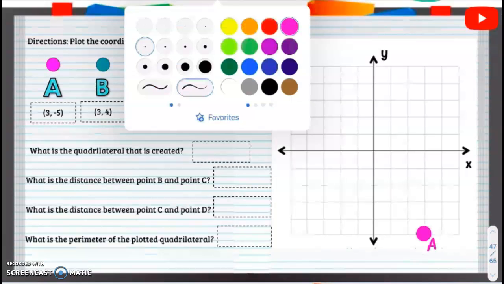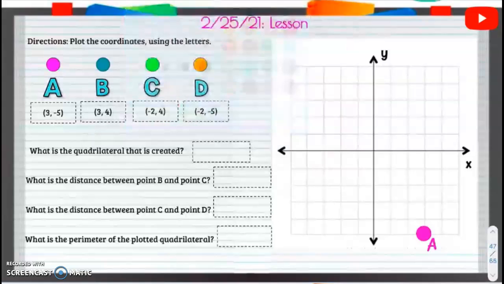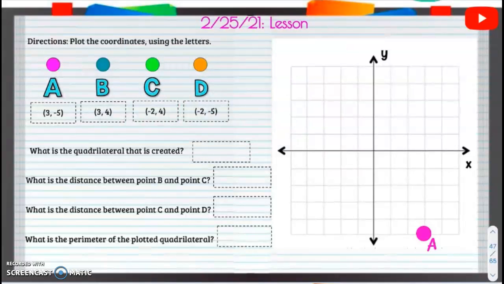All right, B is at +3, so 1, 2, 3. +4: 1, 2, 3, 4. So here's our point B. Awesome. Let's erase all that.